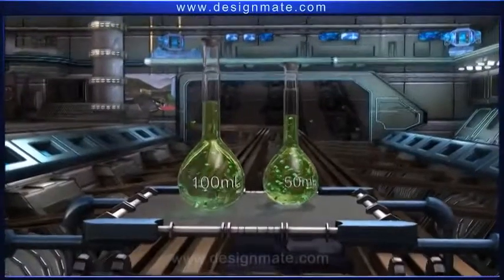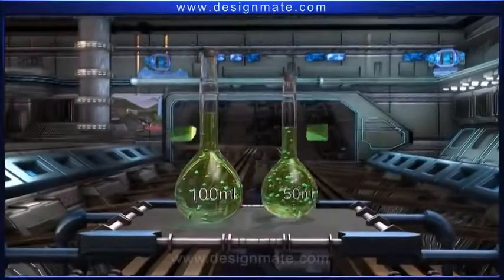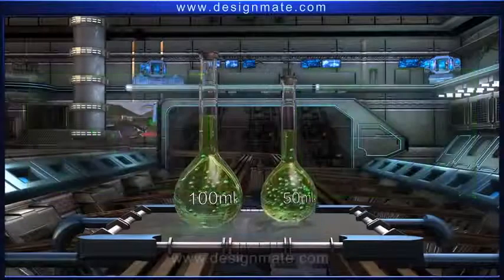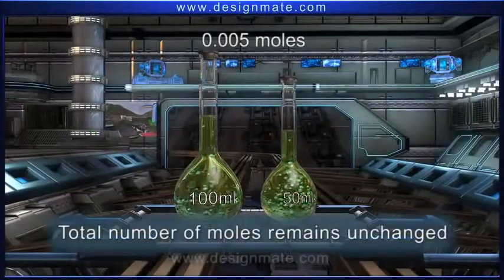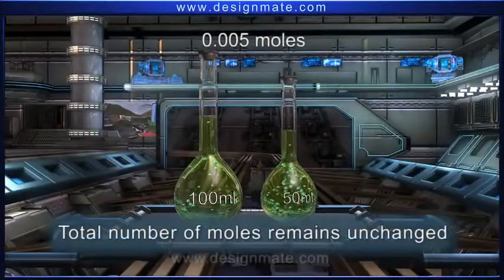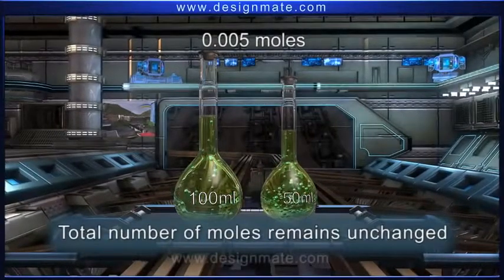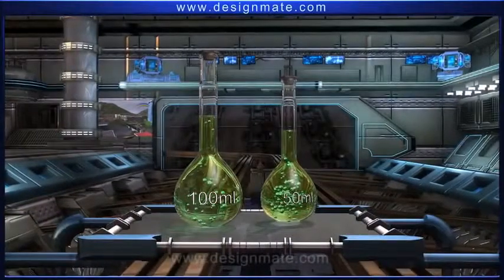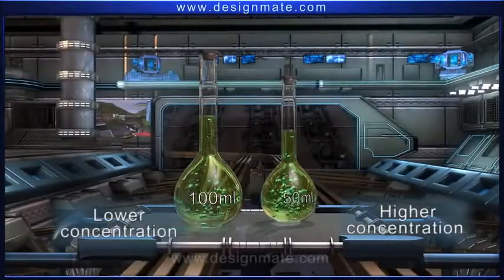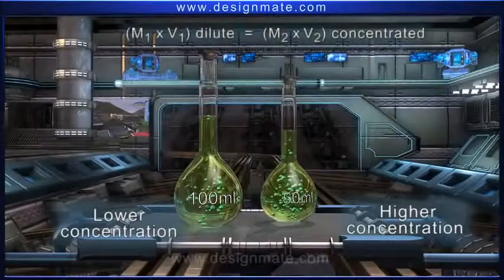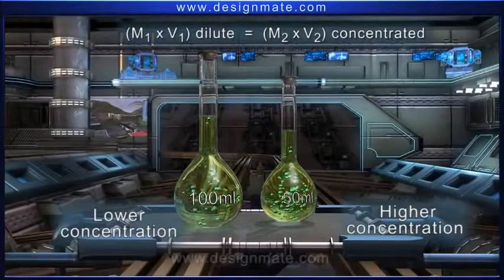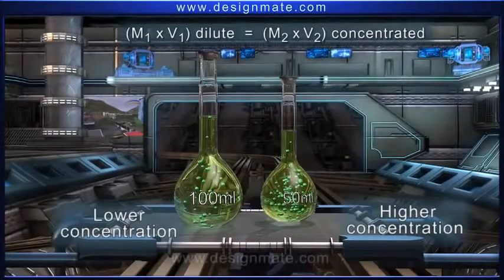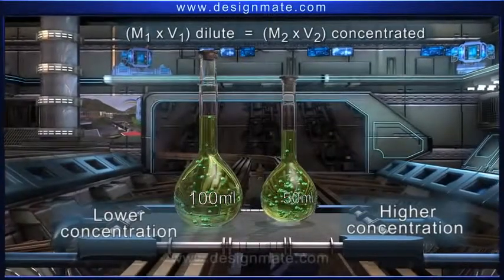This implies that dilution reduces the number of moles of the solute per unit volume. However, the total number of moles present in 50 milliliters and the newly prepared 100 milliliters NiCl2 solution remains unchanged. Using this fact, we can prepare a solution of lower concentration with the help of a solution of higher concentration, using the formula: the product of molarity and volume of the concentrated solution is equal to the product of molarity and volume of the diluted solution.